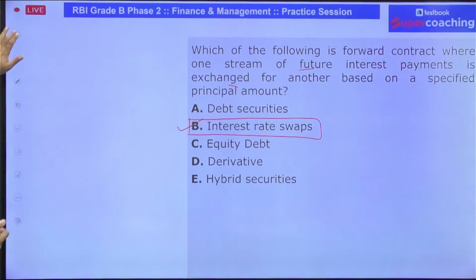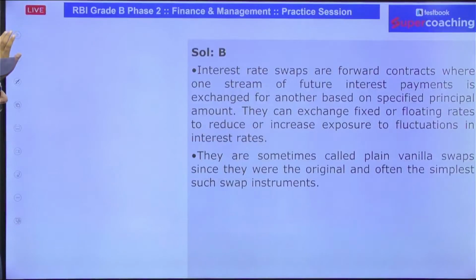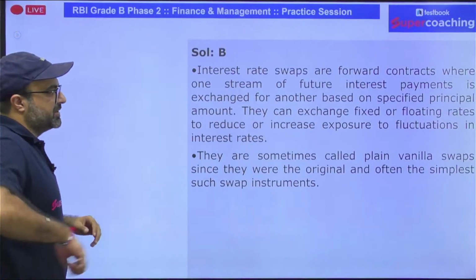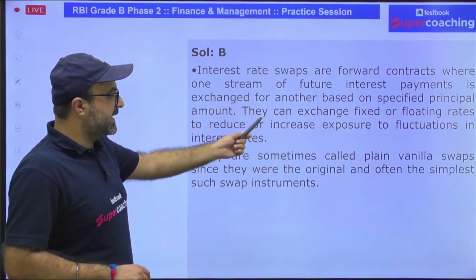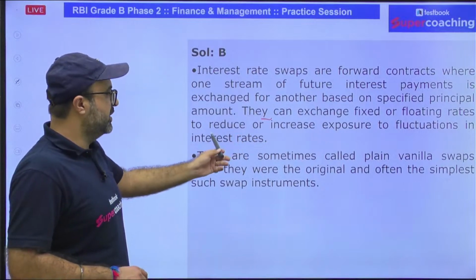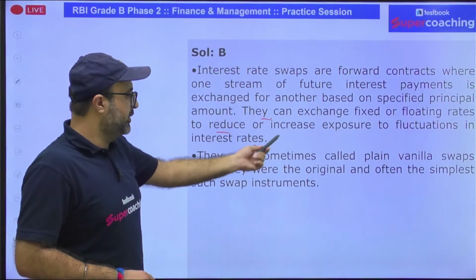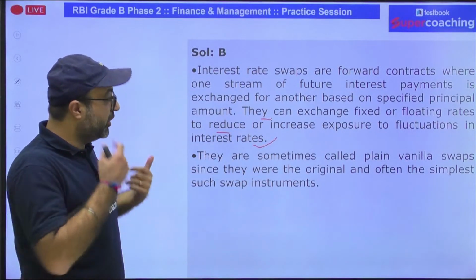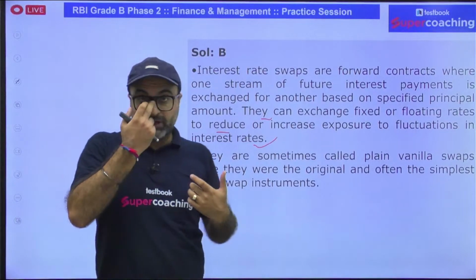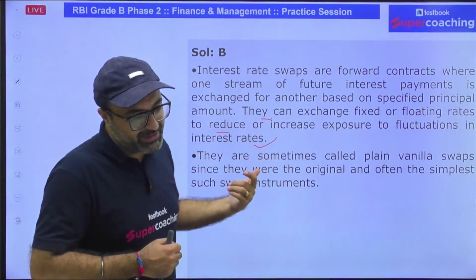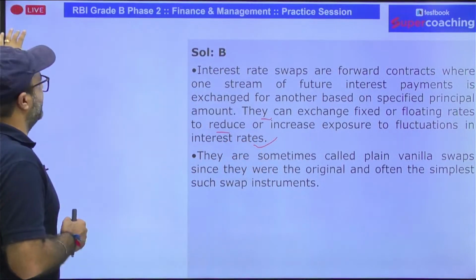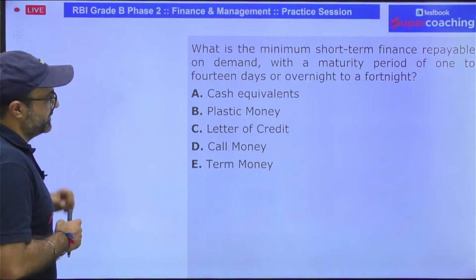So interest rate swap is a situation where one stream of future interest payment is exchanged for another. They can exchange fixed or floating rates to reduce or increase exposure to the fluctuation of interest rates. So in order to overcome your interest rate risk, you can go with interest swap agreements, which is a part of derivatives, which is a part of forward agreements.